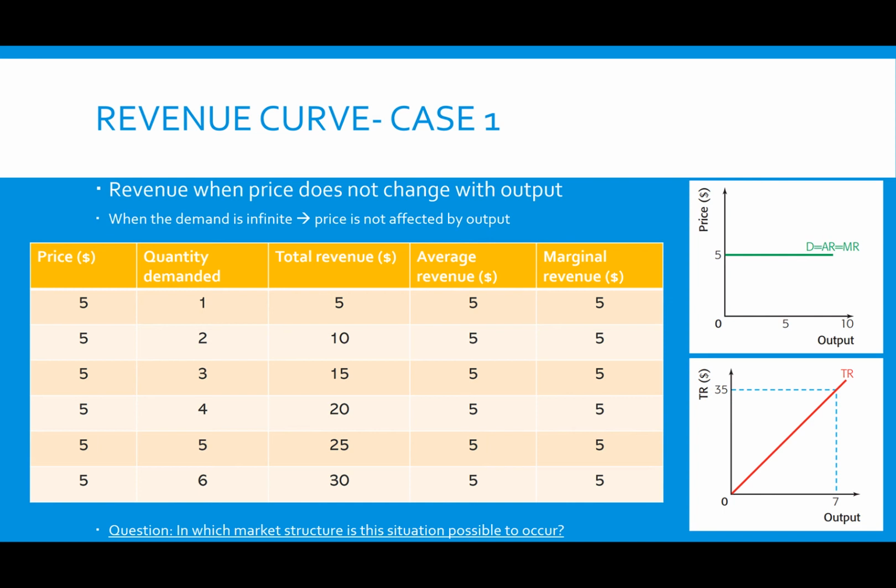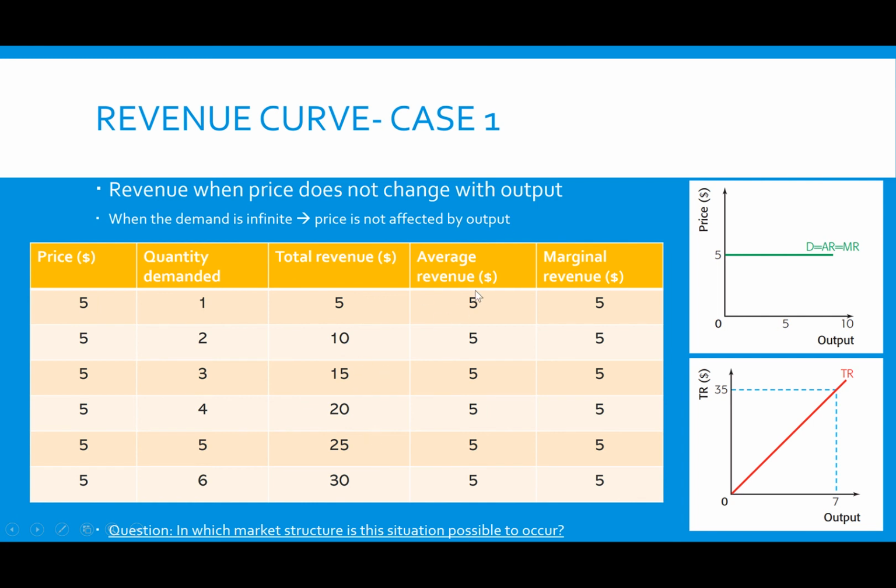Let's look at the table here. Price is staying at the same level for the entire case, and quantity demanded is increasing. First, we have total revenue. Total revenue is price times quantity demanded. So 5 times 1 is 5, 5 times 2 is 10, 5 times 3 is 15, 5 times 4 is 20, 25, 30. This is how it goes.